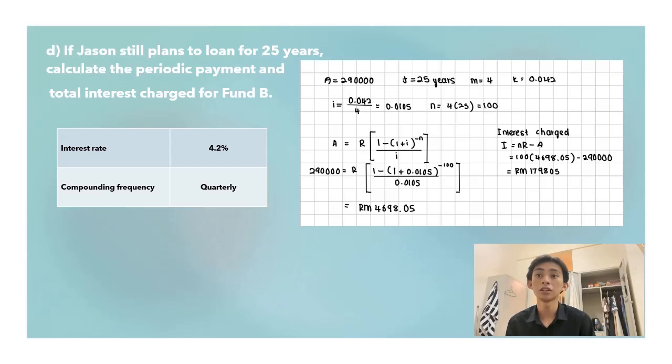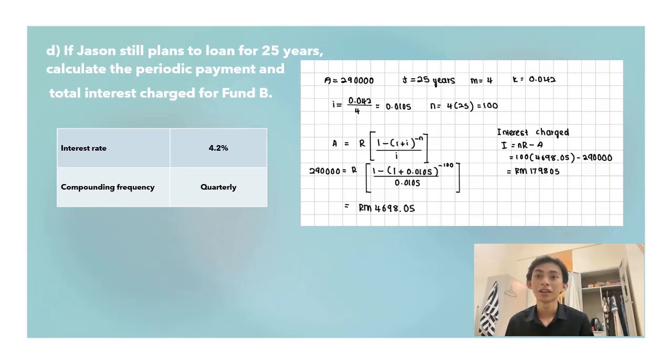290,000 equals R open big bracket 1 minus (1 plus 0.0105) power negative 100 over 0.0105, close with big bracket. Then we solve and find the answer is RM4,698.50.